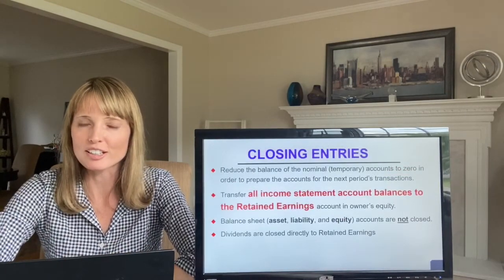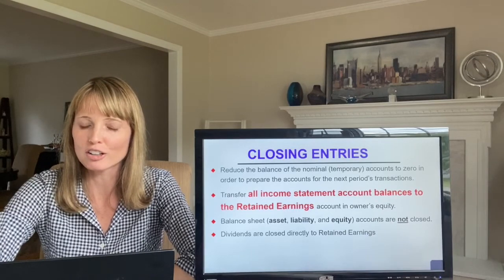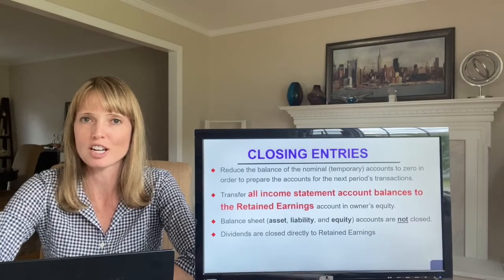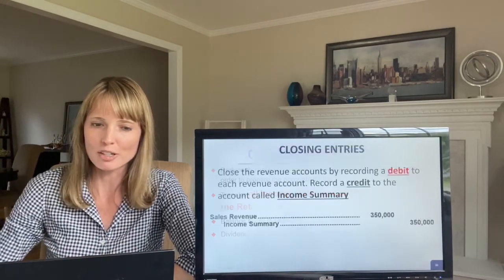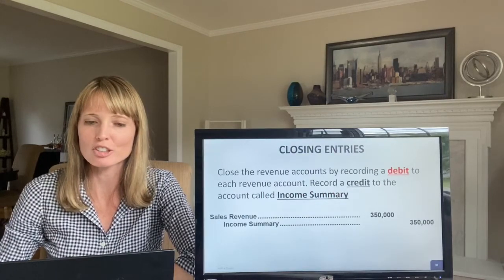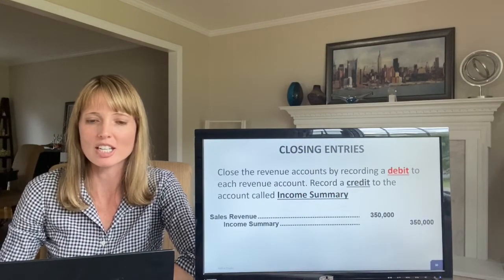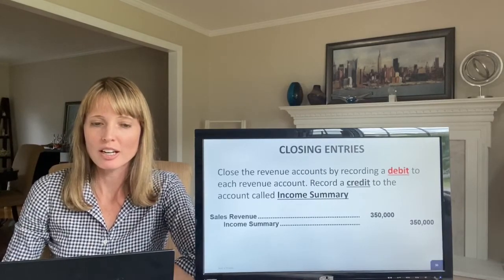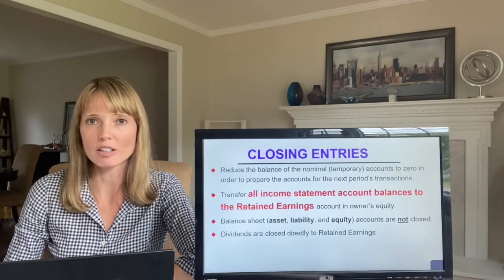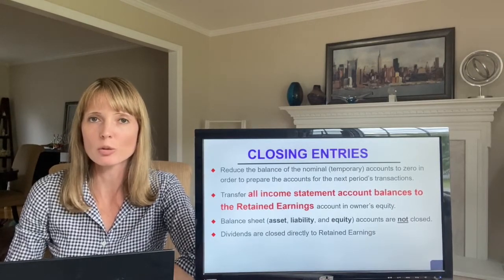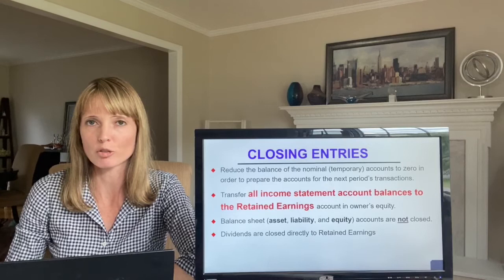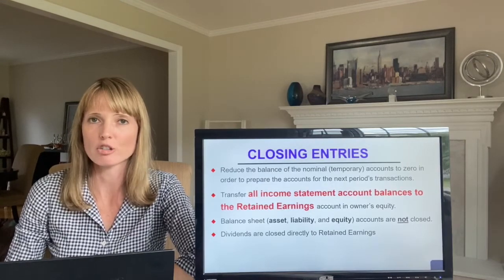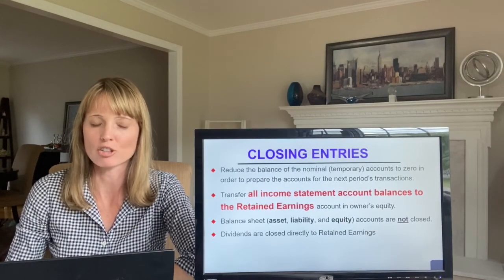Now you may be thinking, in the last slide, we said we transfer all income statement account balances to retained earnings. So how come our credit here looks like we're transferring out of revenue accounts and into income summary? We do transfer into income summary. Then the next step is to transfer all expense accounts into income summary. Then we take the total balance in income summary, which of course should equal our net income, and transfer that as our final step into retained earnings.